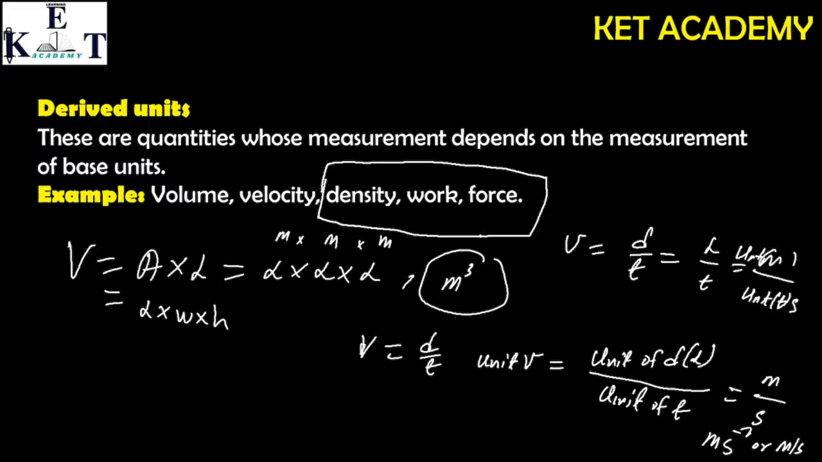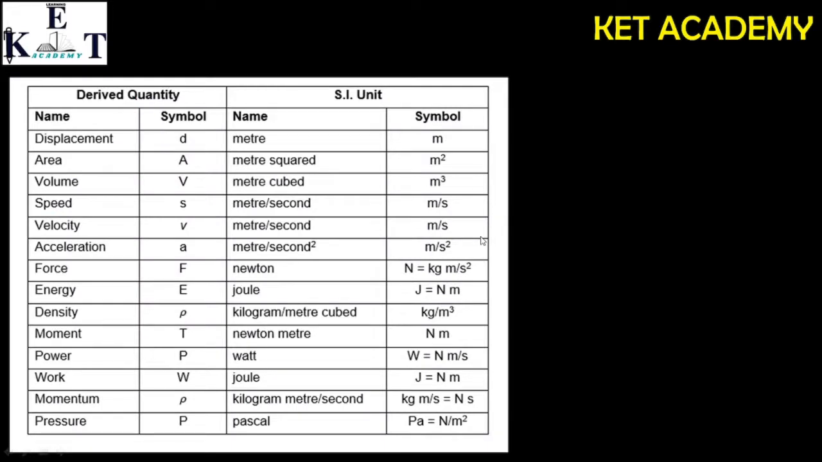Now here is a list, so I'll advise you all to jot down some of these points. We see here a list of derived quantities, and the GCE cannot go above this. So if you're able to master this, know that no question will come that is going to disturb you at your GCE. The first one is displacement, the name is meter, so the symbol here will be m. The second one is area, measured in meters squared, and the symbol is m squared, and so on and so forth.